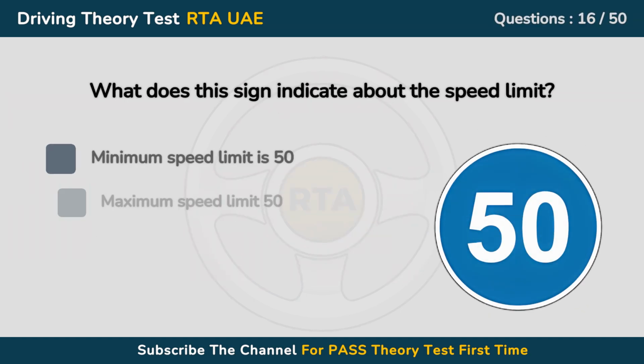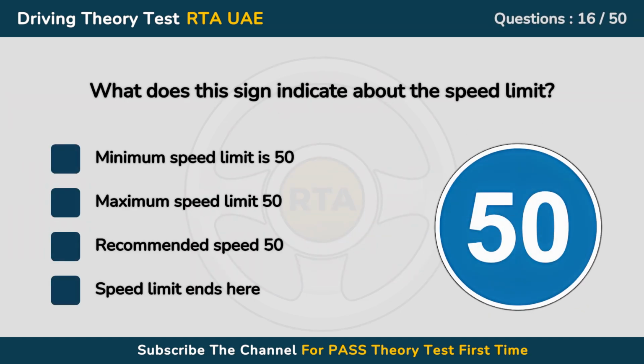Question 16. What does this sign indicate about the speed limit? A. Minimum speed limit is 50. B. Maximum speed limit 50. C. Recommended speed 50. D. Speed limit ends here.